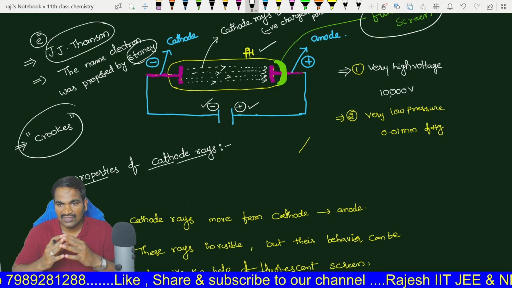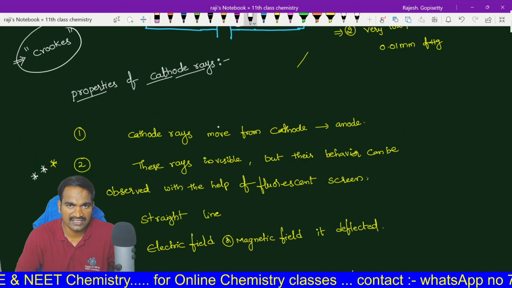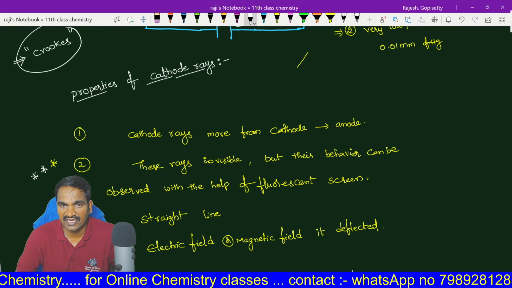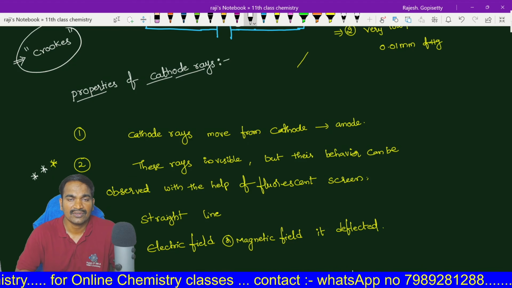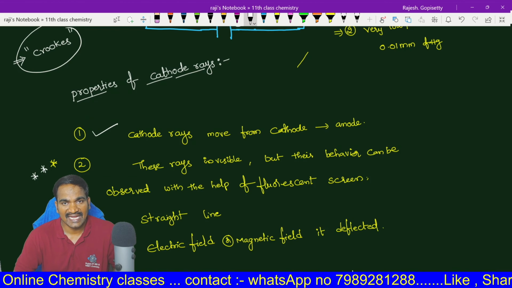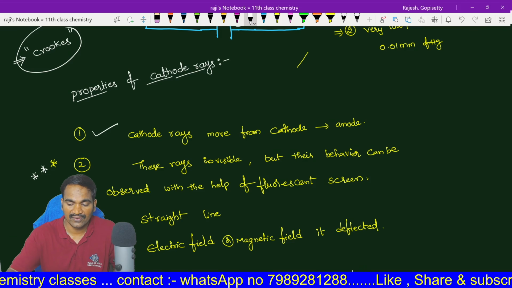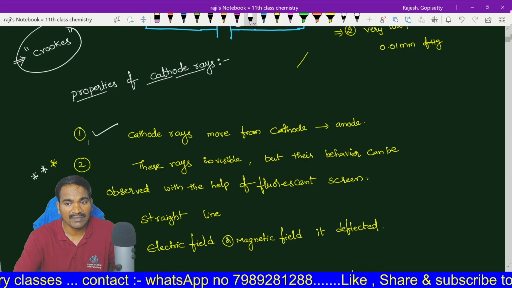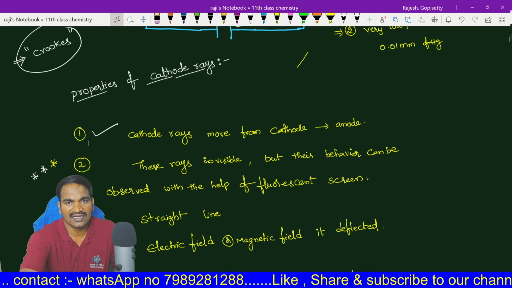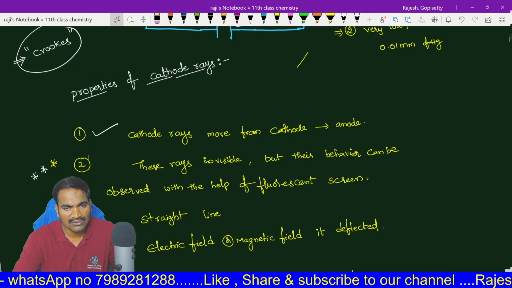Okay, so this is about the discovery of electron, and next we need to discuss the properties of cathode rays. The rays which come from cathode to anode, we call cathode rays. Simply I want to tell you, characters are nothing but properties. First property you have to notice: cathode rays always move from where to where? Cathode to anode. Okay, that is the first character. Now coming to the second, we have discussed already. These rays are invisible to our naked eye.